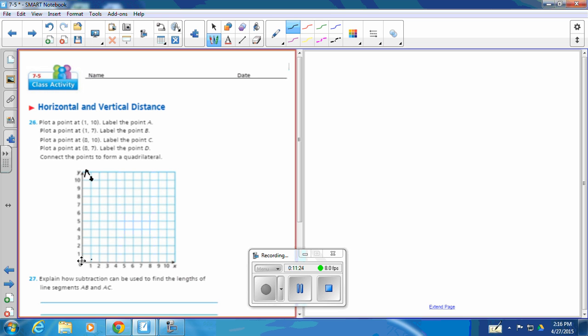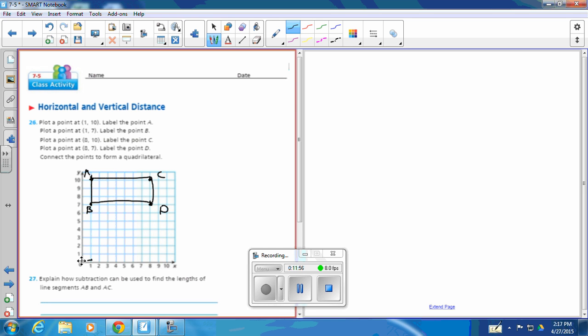Point B is at 1, 7. So again, we start at 0, over 1, up 7. There's point B. Point C is 8, 10. So we start at 0, go over 8, up 10. There's point C. Point D is 8, 7. So we go over 8, up 7. And there's point D. If we connect all these dots, we get the shape of a rectangle.